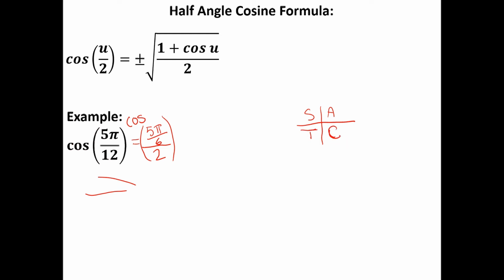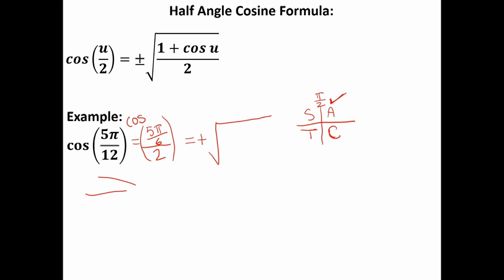5 pi over 12 is going to be in quadrant 1. Remember, this is pi over 2, so 5 over 12 is smaller than a half, which means that we're going to be in quadrant 1, meaning that our answer is going to be positive.